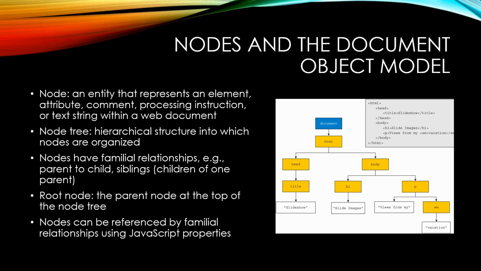Now, the root node is going to be your parent at the very top, and we can refer to these nodes using our JavaScript. So for here, my root is the document. The document is a parent of the HTML. The HTML is a parent of the head and the body. And we've seen this in our HTML. In the head, we have a title, and in the header is where we connect all of those links that need to be connected. And the body is going to be all of those headers and those paragraphs.